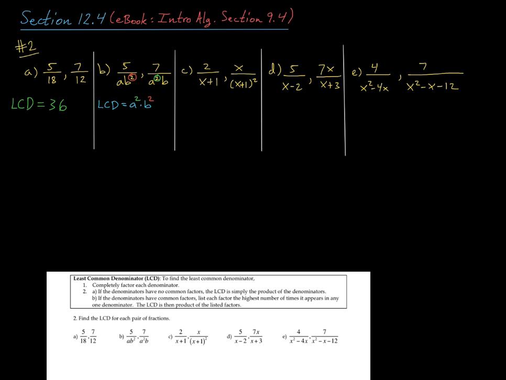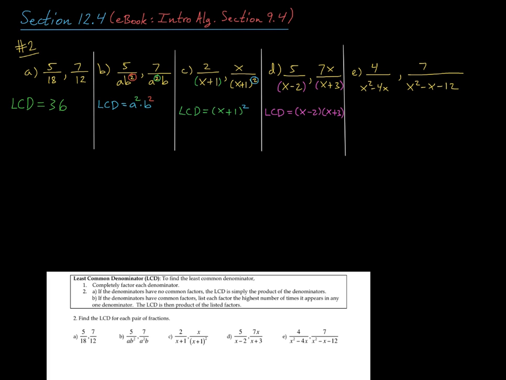All right, for c, well, we have an x plus 1 and then an x plus 1 squared. So the distinct factors here are x plus 1, and then since it shows up as a square in the second denominator, we need a square for the LCD. For d, I have x minus 2 and x plus 3 for the two denominators, and there's no common factor. So we said if they don't share any factors, the LCD then is just simply the product of the two denominators. So it'll be that.